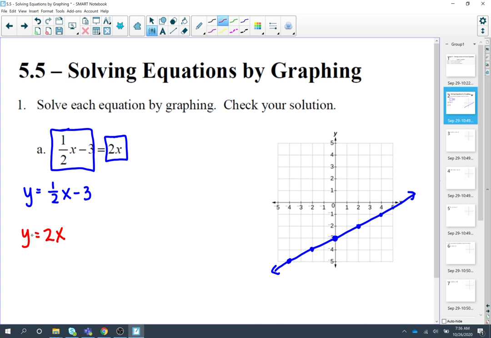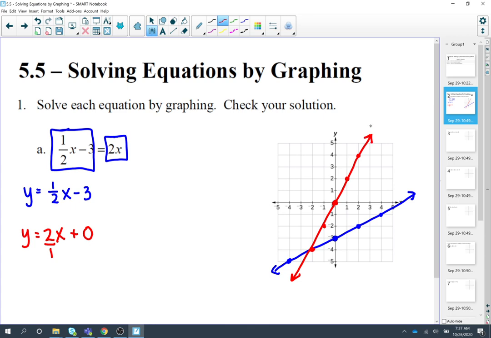Okay, the other one, y equals 2x plus 0, if we need it, gives us a y-intercept of 0, and then a slope of 2 over 1. So rise 2, run 1, rise 2, run 1. And then I'm going to go the other way, drop 2, run 1, drop 2, run 1, which is going to give me a line that looks something like this.